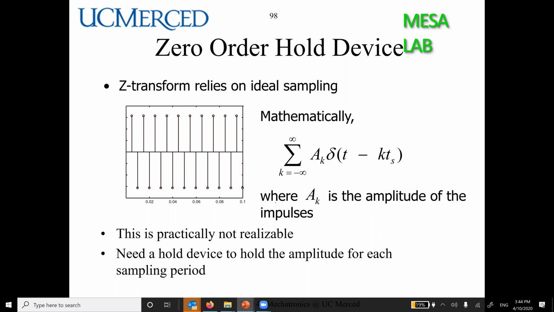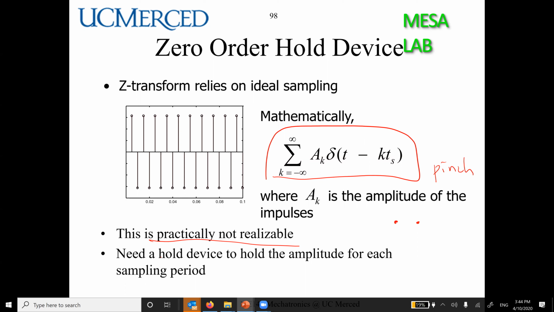Regarding controller design in the Z domain, the Z transform relies on ideal sampling. That is what we have here, the amplitude of the pulses. But in reality, you cannot give a signal simply as a point. I think there's a word called a pinch. You cannot pinch the system, so it's practically not realizable.